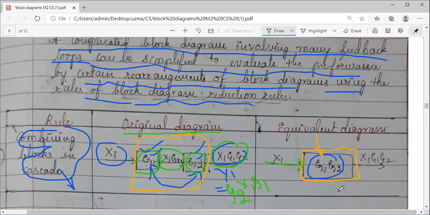You can observe what the output is. Let me take y1 as the output. Output is gain times the input. So the input is x1, the gain is g1 g2. Observe, here I got x1 g1 g2, and here also I have got x1 g1 g2. So it doesn't make any difference if I simply replace a series connection by a single block with the multiplication of the gains. It won't make a difference in the outputs. Both will be the same. This is the first rule.